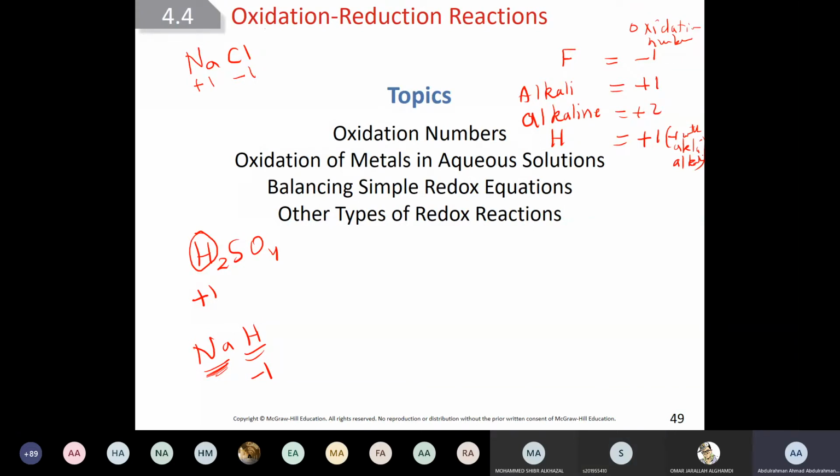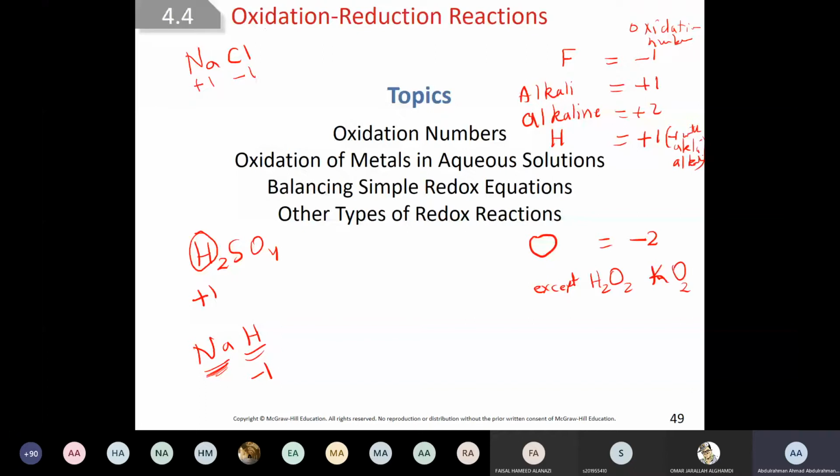How about the last one, oxygen? Oxygen is always -2, except when it is in a peroxide, like this. Or when it is a superoxide, they call it also. When it is with an alkali, it becomes like this, then it is a superoxide. And this is clear now.